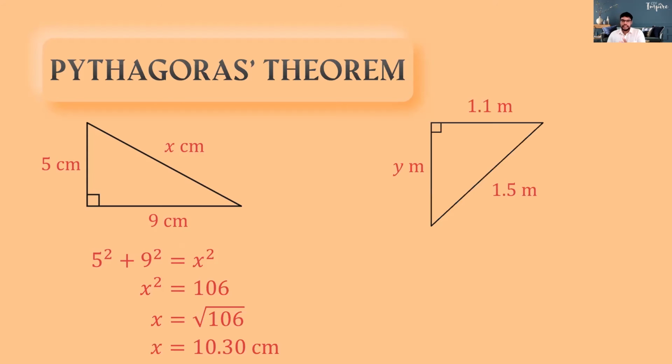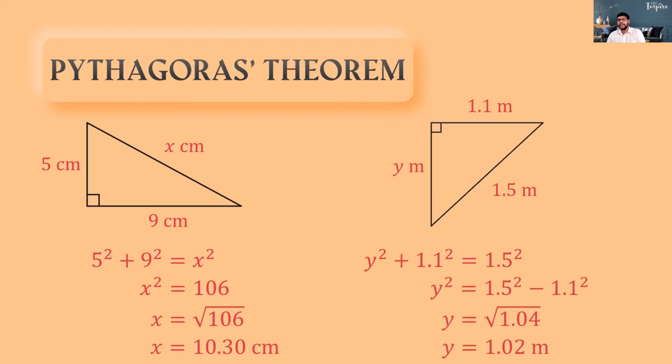And I've done another example. So this time we know the hypotenuse. We don't know one of the other sides. This is y, right? So y squared plus 1.1 squared is equal to 1.5 squared. So then you subtract the 1.1 squared and you can take the square root of this, and you get y equals 1.02 meters.